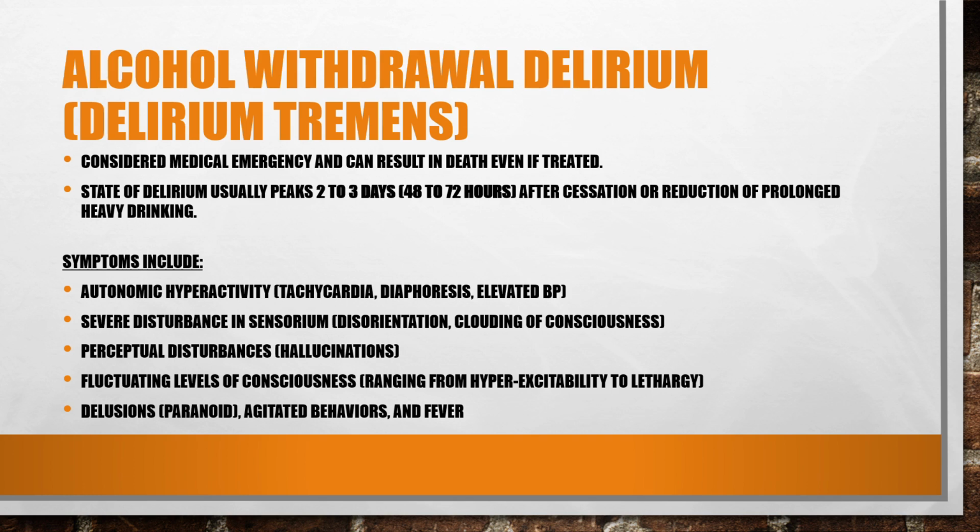Okay. But symptoms include the autonomic hyperactivity that we just mentioned. So more diuresis, elevated blood pressure, increased heart rate, a disturbance in their sensorium: they're disoriented to time and place, with a clouding of their consciousness, not thinking straight, can be hallucinating, even fluctuating consciousness from hyperexcitability to almost lethargic. That is actually one of the things that we learn with older clients throughout the course, being able to differentiate delirium versus dementia, and that fluctuating level of consciousness is going to fall more under delirium, okay? They can even be having delusions, paranoia, thinking people are out to get them, agitated, and even running a fever.